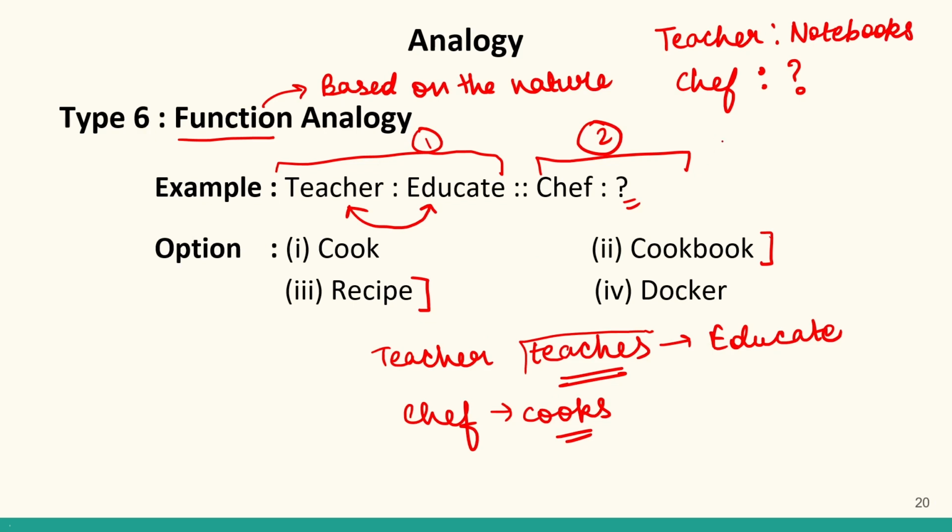Let's say we had another word, captain of a plane. What will be the relationship if we have to find the similarity? The function of a teacher is to educate. The function of a chef is to cook. Similarly, the function of a captain is to fly. So fly would be the correct answer. Whenever we deal with function analogy, again I'm repeating, it is very important to identify the exact relationship between the first pair, and then find the exact relationship between the second pair.